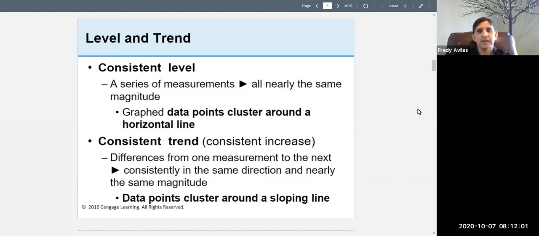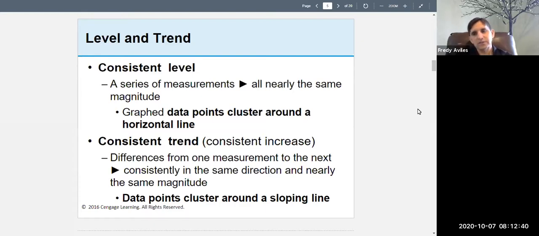You need to know what is meant by a consistent level and a consistent trend. With a consistent level, what we mean is that when you take measurements, all the measurements are nearly the same magnitude. That means there is no increase or decrease, it's consistent, okay? Whether you're graphing or plotting the points, or observing, let's say, heart rate, temperature, or whatever it is, if it doesn't vary very much, then they're all nearly the same magnitude. And when you graph it, the points are going to be in a horizontal line, horizontal like the horizon, okay?